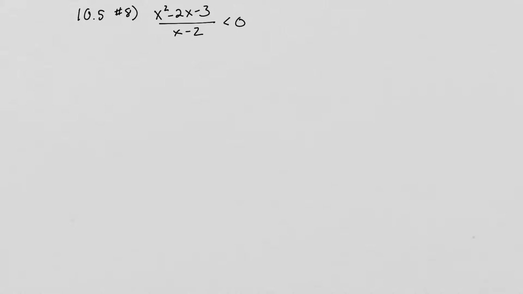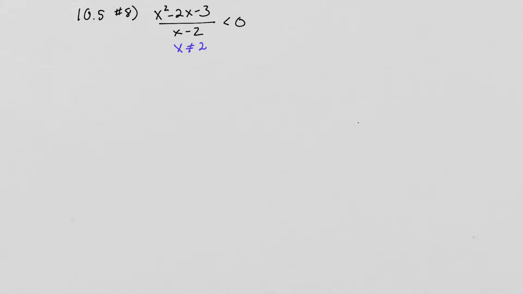So we're going to solve this rational inequality in 10.5 number 8. Because of the less than symbol, we're going to have a part of the number line for the answer. As we look at this, we notice that x minus 2 is in the denominator, and that means part of our answer should be that x cannot be the number 2.